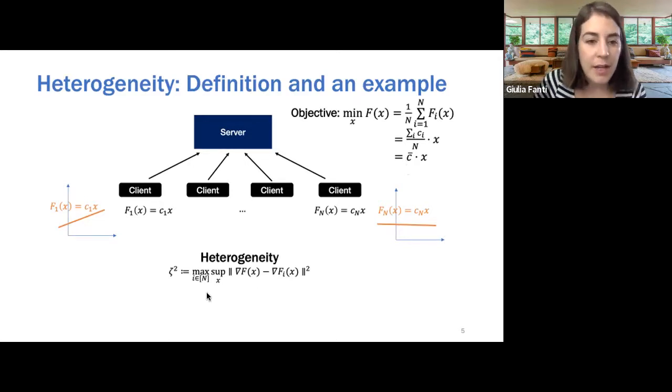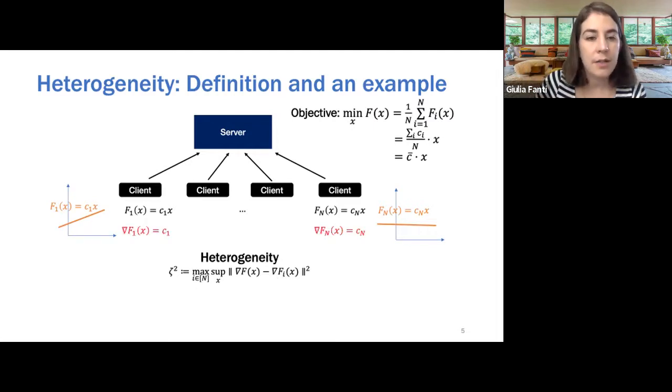Now, our heterogeneity definition, let's parse this expression down here, is taking the maximum over all clients, i and n, and the supremum over all x in our domain, and it's evaluating the difference between the global gradient and each local gradient. Okay? So it's taking the largest such difference between the global gradient and any local gradient.